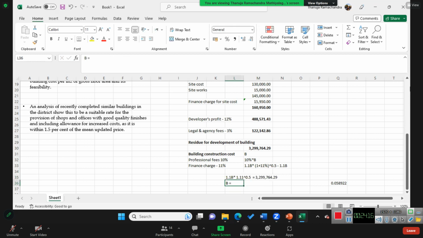It should be like this, because we add these three. So when you add these three, what is remaining is only this component. Because here also 1.1B is coming, here minus 1.1B.